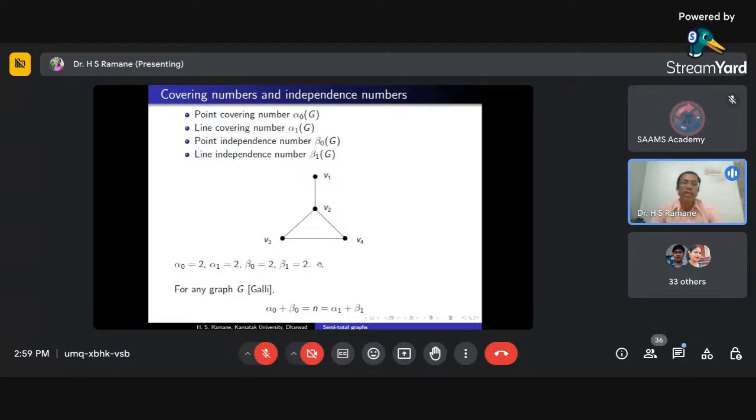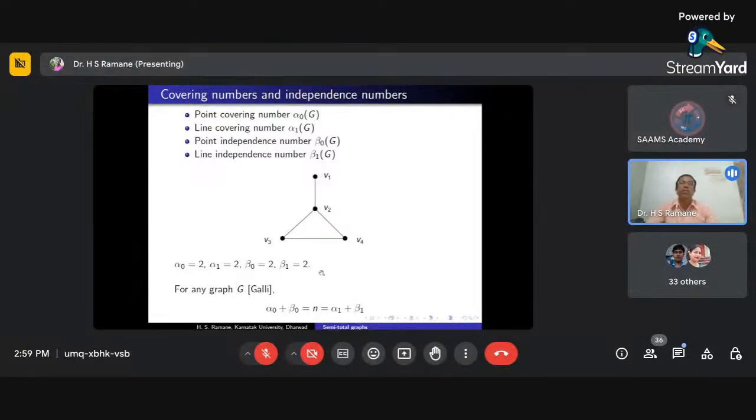Similarly, the line covering number: the minimum number of lines required to cover all the points. If you consider this line V1 V2, which covers the points V1 and V2, and another line V3 V4 to cover the points V3 and V4, these two lines are required to cover all the points. So alpha 1 of this graph is 2.